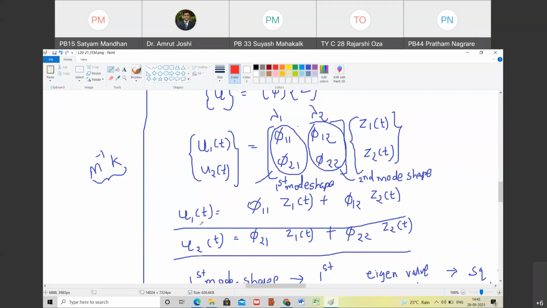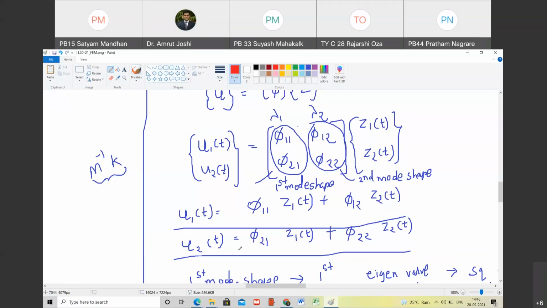Yes, sir. So at any given instant of time, U1 of t derives its contribution from both the mode shapes. Are you with me? Right, sir. So 511 into Z1 of t plus 512 into Z2 of t is U1 of t. Similarly, U2 of t derives its contribution from both modes. 521 is the contribution of the first mode and 522 is the contribution of the second mode. Are you with me? Yes, sir.